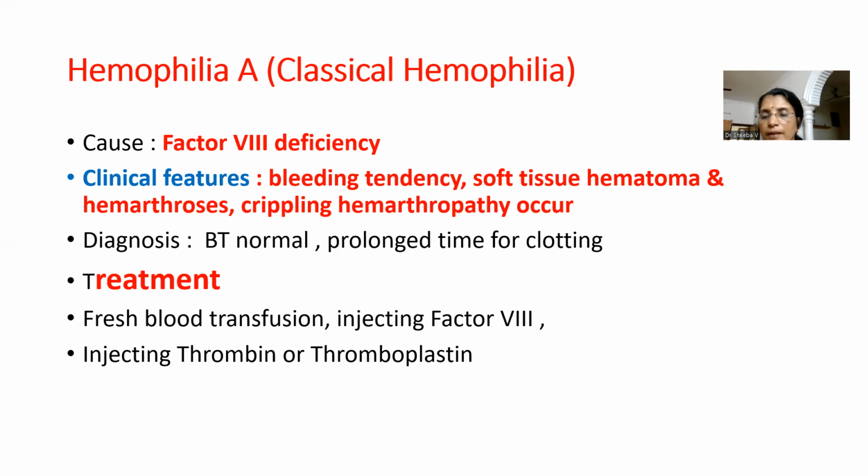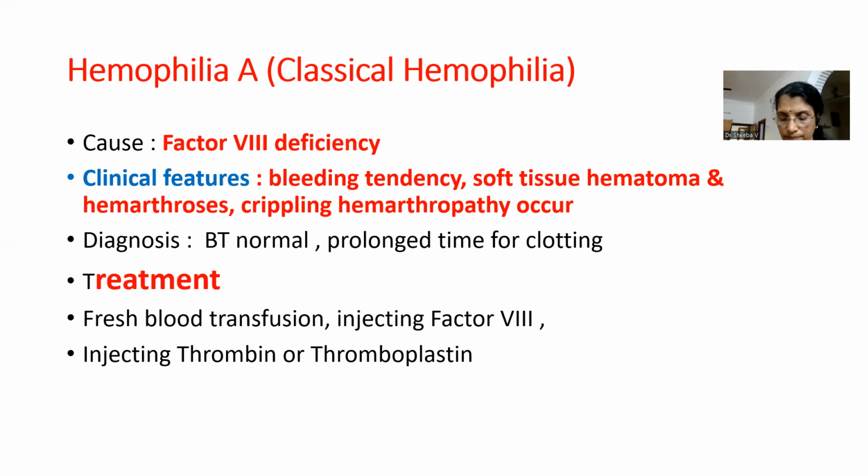Normally, when we collect the blood in a test tube and keep it for some time, after half an hour the clot is formed and the serum comes above the clot. But in hemophilic patients, this does not happen. If a clot is formed, it's a soft clot. The treatment is either fresh blood transfusion or injection of factor 8, or thrombin or thromboplastin can be given.